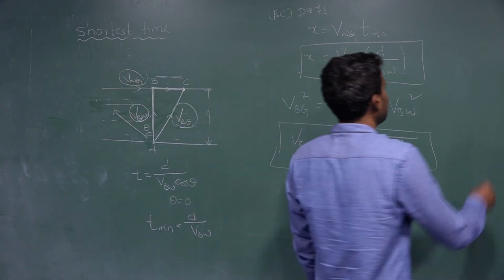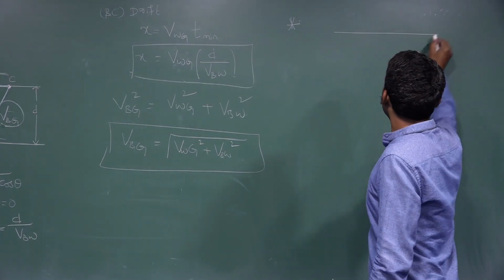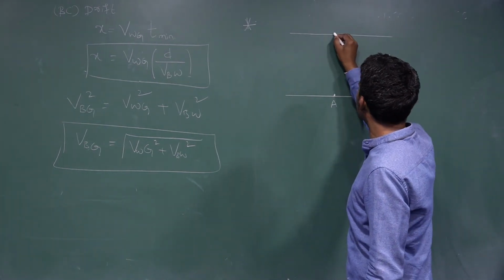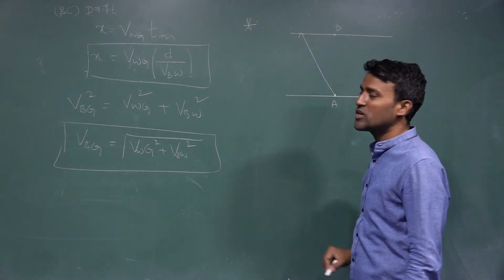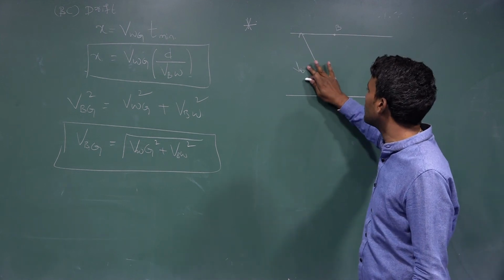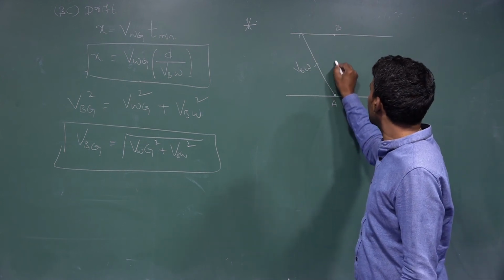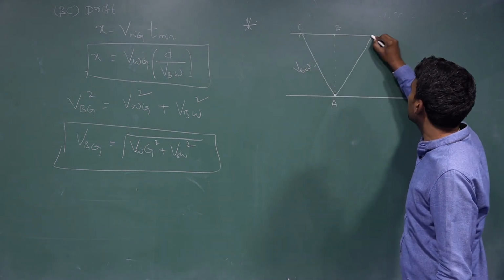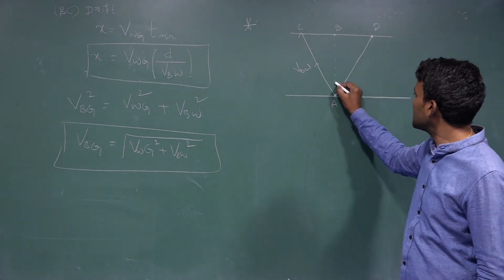Now, in another case, the boat starts from point A, and exactly opposite point is B. If the boat is moving along this direction, this is the velocity of the boat with respect to water. This is the exactly opposite point, point C I am writing. But if the boat reaches point D position, this is angle theta.